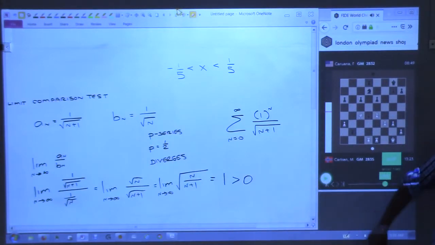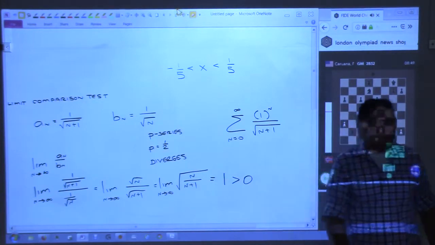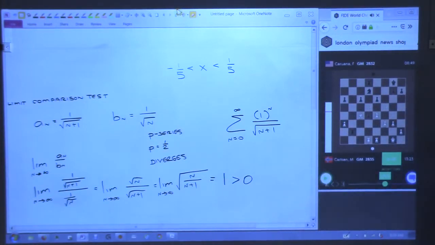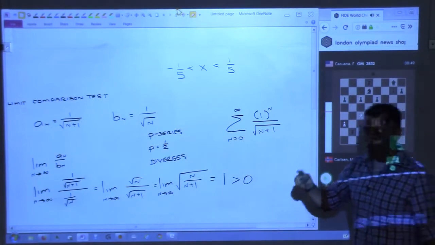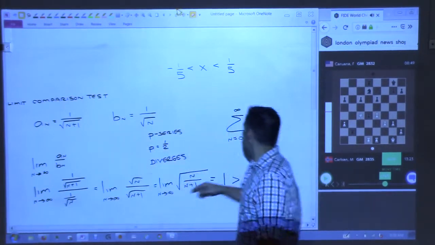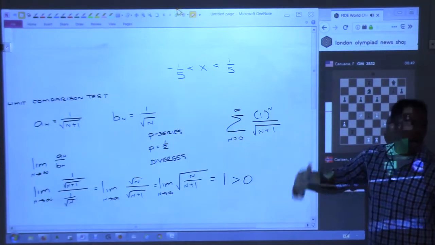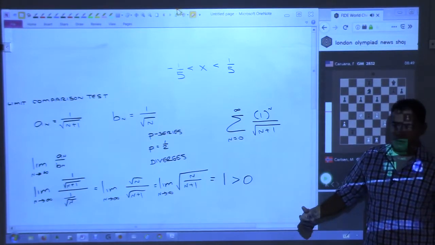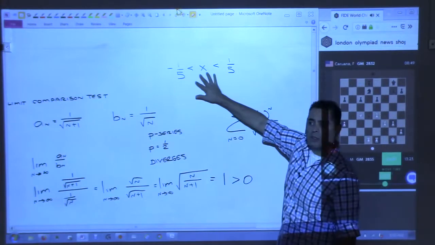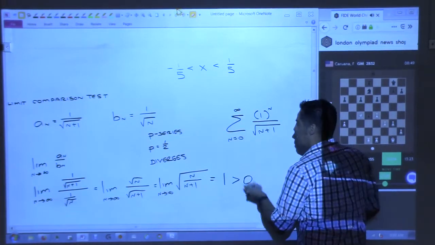So what does the limit comparison test tell you? If your limit turns out to be some constant bigger than 0, whatever one of them does, they both do, right? Whatever one of them does, they both do. And we know this one diverges. So that means that this one diverged, which means that this diverged, right? Which means we don't want to include negative 1/5 into our interval. We don't want to include it. All right? So this is divergent.